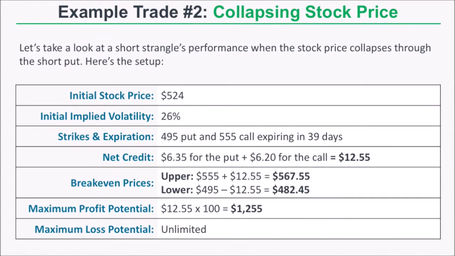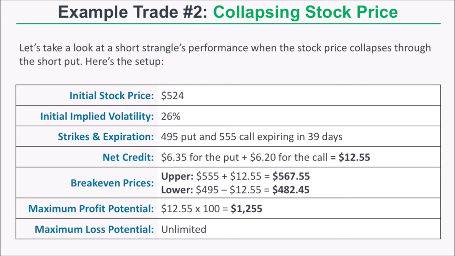Alright, in this next example, we're going to look at how a short strangle performs when the stock price collapses. So obviously that's not a good thing. So here's the setup. The initial stock price is $524 and initial implied volatility is 26%. The short strangle strikes we're going to use are the 495 put and 555 call, expiring in 39 days. Now we're going to collect a net credit of $12.55 for this position, and our break-even prices are going to be $482.45 on the downside and $567.55 on the upside.